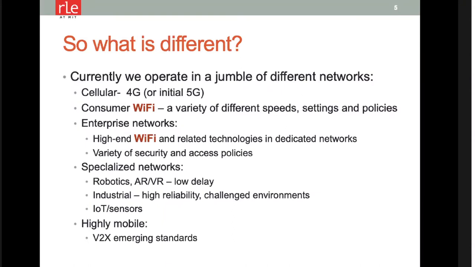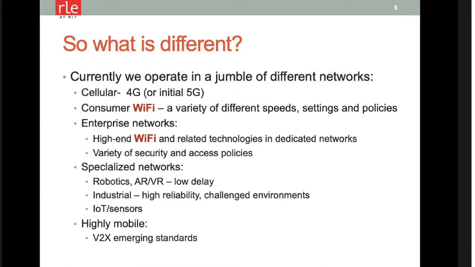So what is different in this generation and, I think, in the future generations? Right now we operate really in a jumble of different networks. We have 4G or initial 5G. We can argue to what extent it's 5G or not. We have consumer Wi-Fi. A huge part of our traffic is consumer Wi-Fi. I'm talking to you via Wi-Fi. And in fact, during this COVID-induced quarantine, we have become extremely reliant on Wi-Fi.